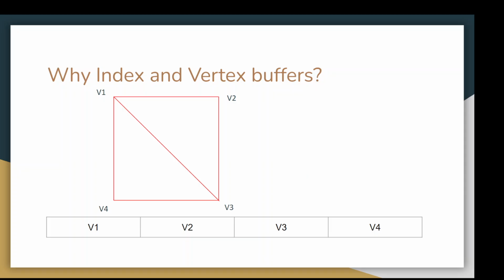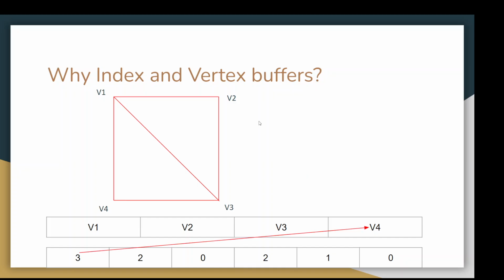Well, alongside the vertices, we can give the indices of the vertices that make up the two triangles, like this. So our first triangle is made up of the vertex at index 3, then index 2, and index 0. So that's here, here, and here. And then the second triangle is made up of vertices at index 2, index 1, and index 0. And it is these indices that make up the index buffer, and the four vertices make up the vertex buffer.